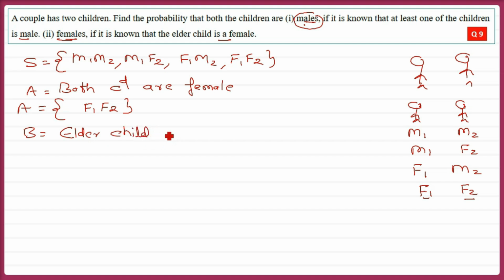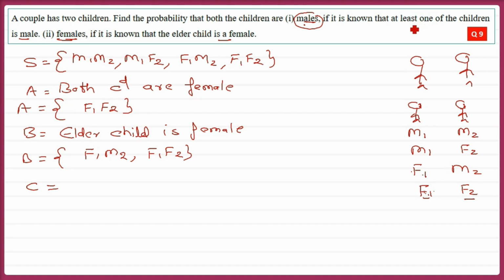B is the elder child is a female. Now see here, elder child means the first child should be a female. The other child doesn't matter. So wherever you have the first child as female, the next one can be anything. So F1 M2 and F1 F2 will come. This is your B.